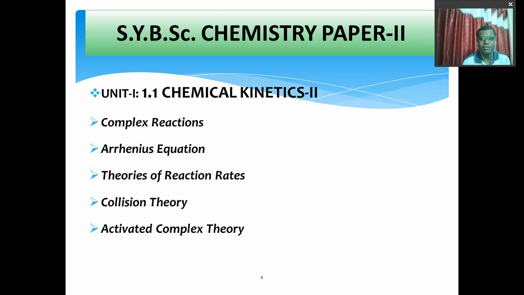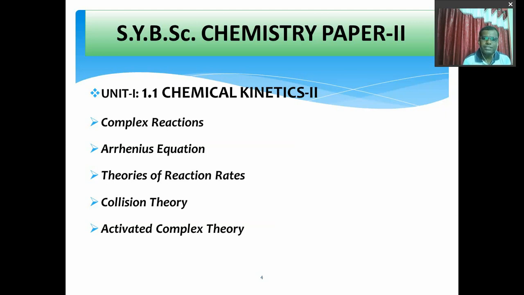This factor was included in the rate equation by the scientist called Arrhenius. So in this topic we are also going to discuss the temperature dependence of the rate of reaction by using the equation called the Arrhenius equation. Again, there are various theories which are able to explain the rate of different complex or chemical reactions. These are particularly called collision theory and activated complex theory.